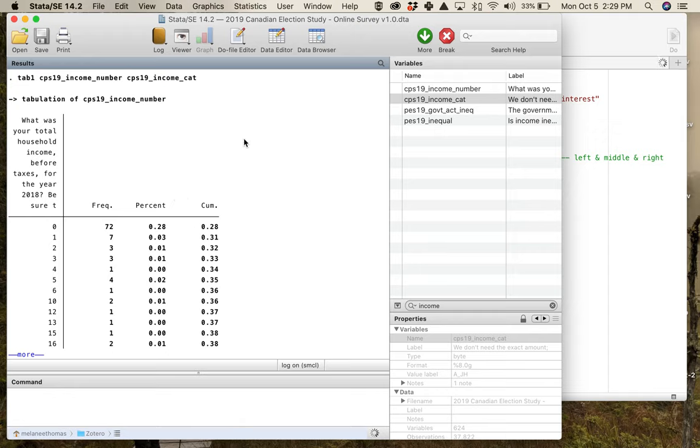Okay. So here we're looking at the beginning of cps19_income_number. What was your total household income before taxes for 2018? And it says, be sure to include income from all sources. And I gotta say, I don't know about anybody else, but I would really struggle. I do not know this off the top of my head. I have a really good handle on my budget, like my disposable income per month or even per pay period. But I don't know what that is for the whole year, I would have to do some calculations to get that.